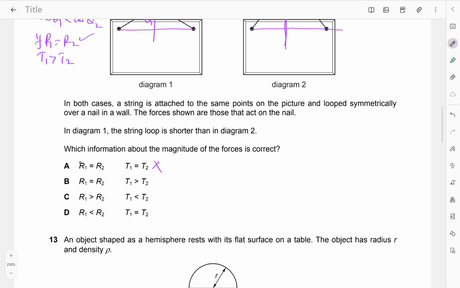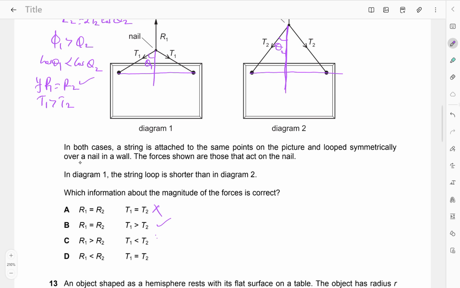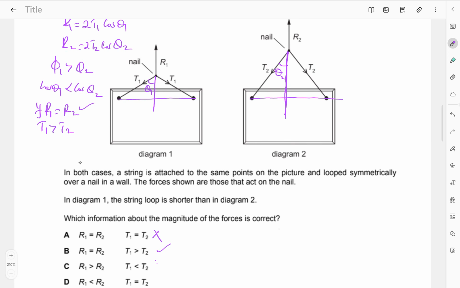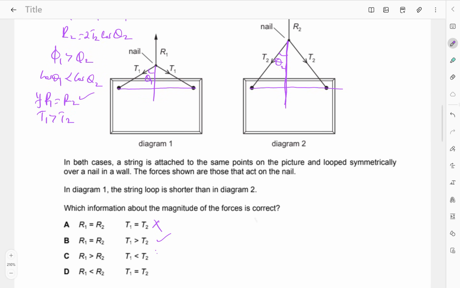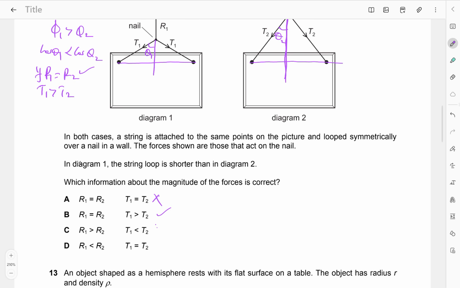If R1 is equal to R2, then T1 is greater than T2. That one makes sense. So this one will not make sense. If R1 is greater than R2, then T1 is less than T2. Let's check. Remember cos theta 1 is less than cos theta 2. If we say R1 is greater than R2, then that is only possible if T1 is greater than T2, not less. So this one is not going to be true.